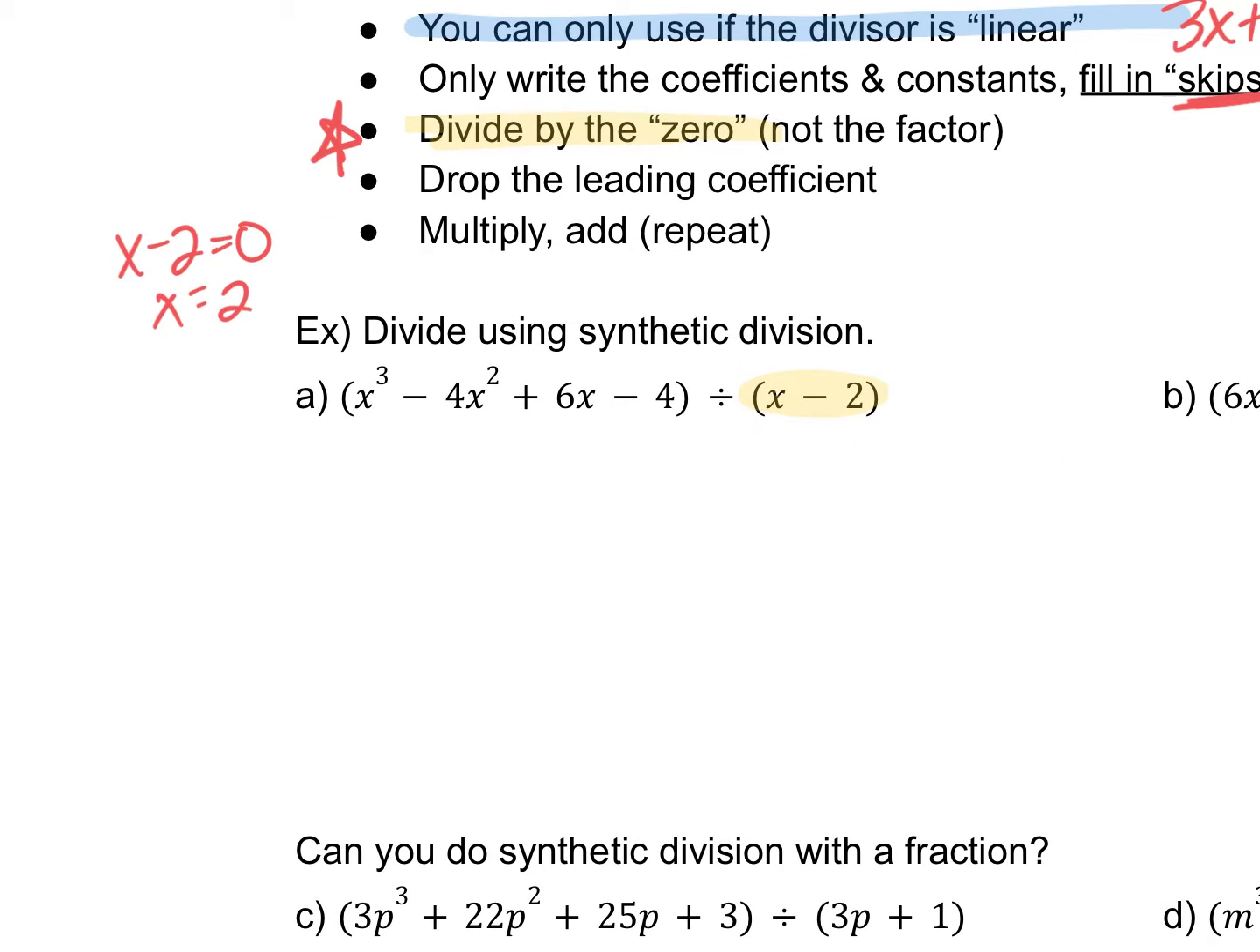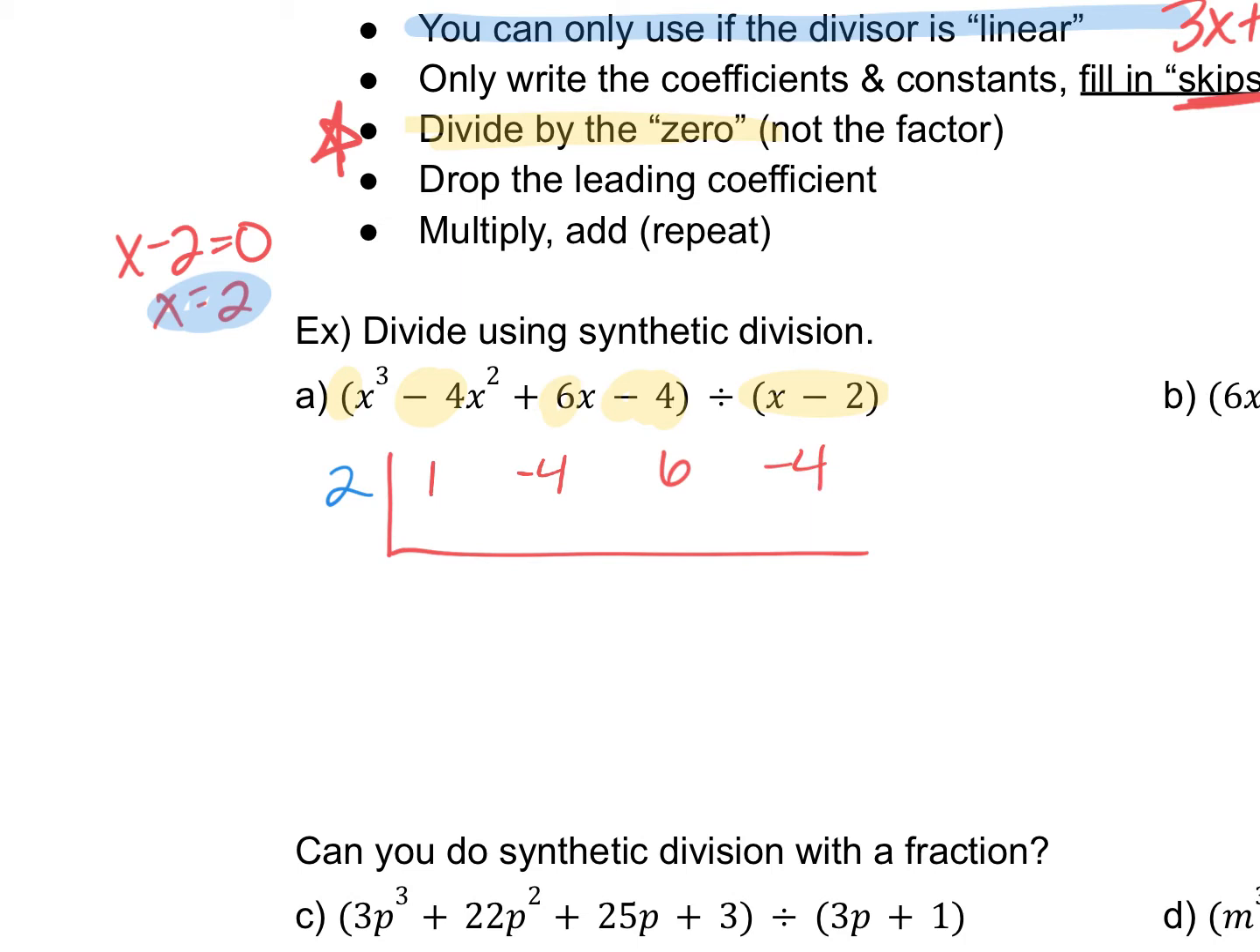Okay, so now it's kind of cool. You make an upside down long division bar. And now we're going to put this number right here into this spot. So that's going to be our 2. And now up in this first row, we put the leading coefficients. What do I mean by leading coefficients? I mean these numbers in front of the x's and the constant. Space them out a little bit. So you're going to have 1, -4, 6, and -4.